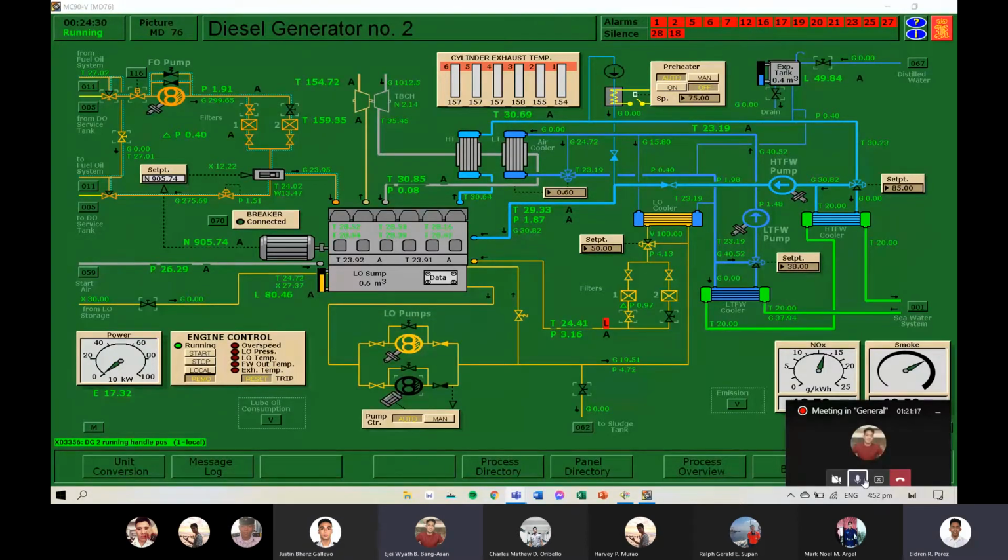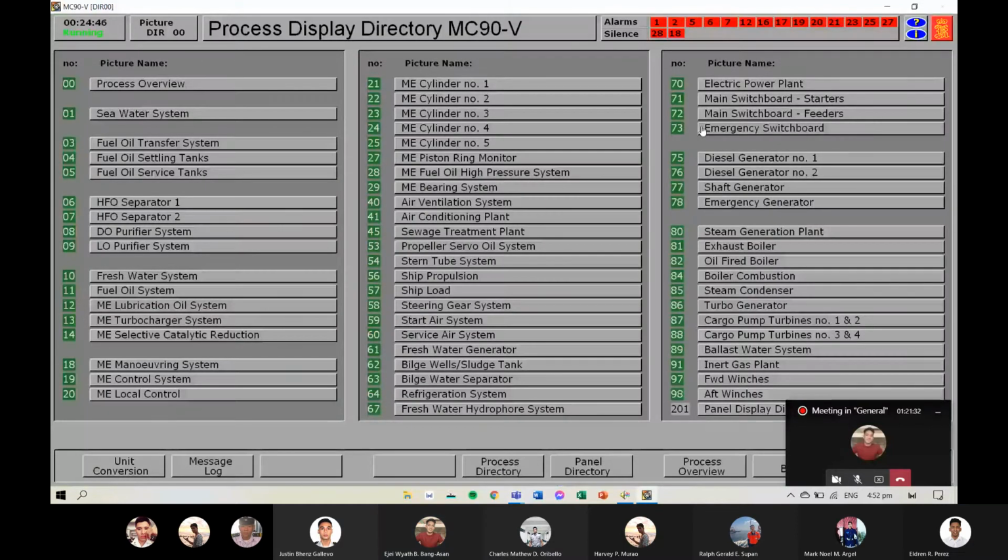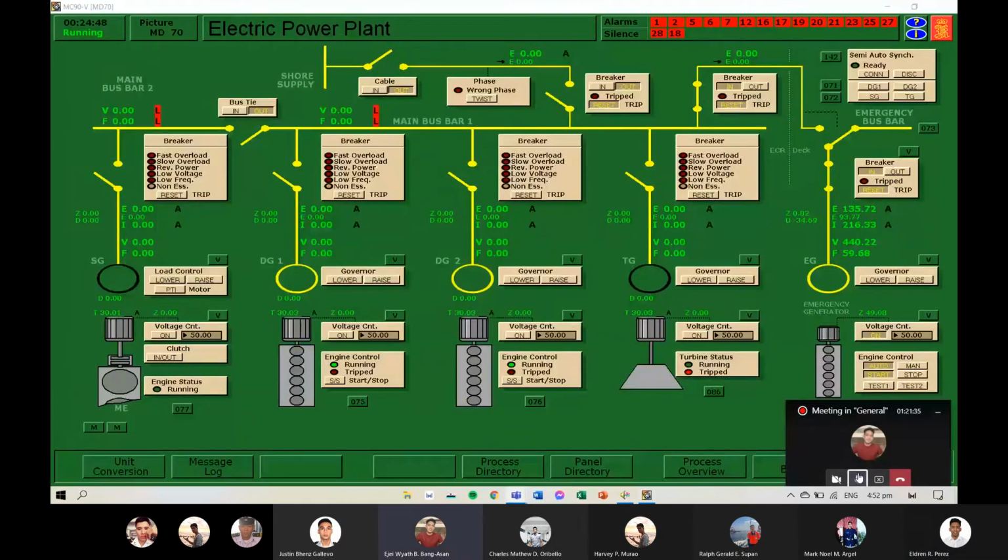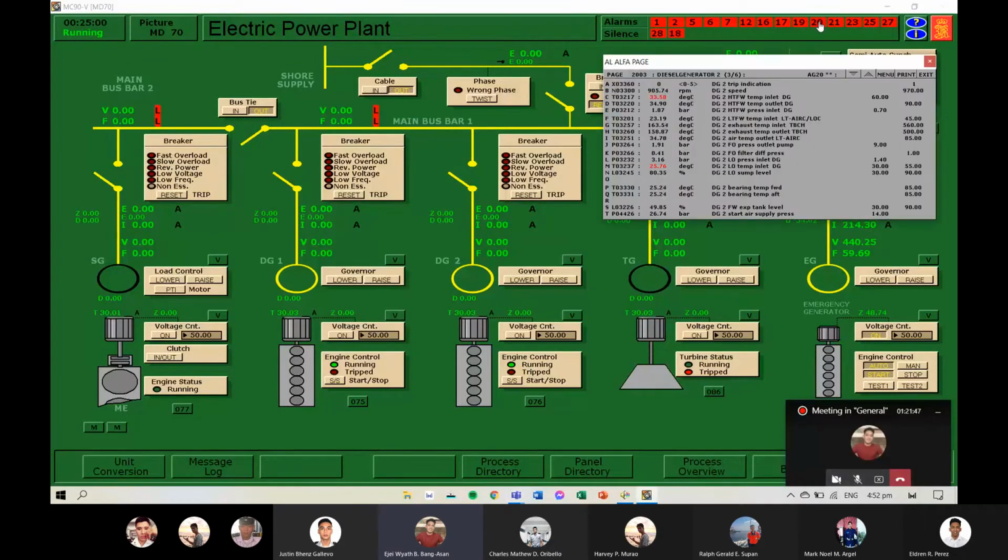And now Midshipman Long-Asan will discuss the procedure on how to connect the diesel generator 1 to our synchronizing panel. Chief Engineer Perez, sir, go to Directory 70, Electric Power Plant. Done. Chief Engineer Perez, sir, press the voltage control of diesel generator 1 and 2. Observe the voltage and frequency output. Requirement should be 440 voltage and 60 Hz.